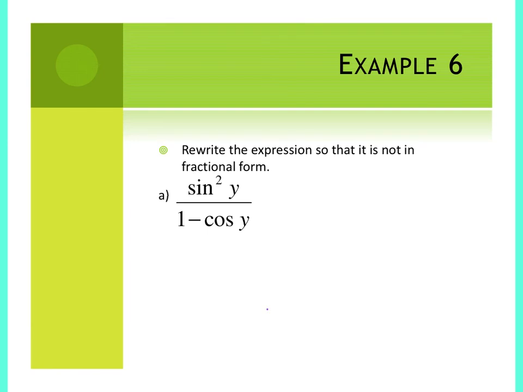Okay, last one, and then we're switching. So rewrite the expression so it's not in fractional form. It legit tells you somehow get rid of that fraction. So when you write your answer, there should be no fraction. So I have sine squared y in the top and 1 minus cosine y. And this is one of the most common mistakes people make, is replacing this with sine of y. Those Pythagorean identities have to be squared. You cannot use it with just cosine. So you cannot do that.